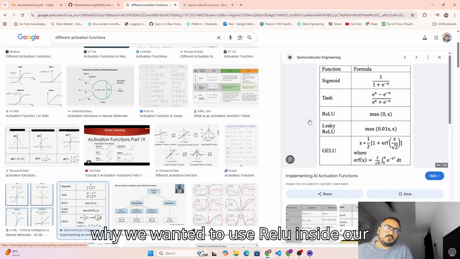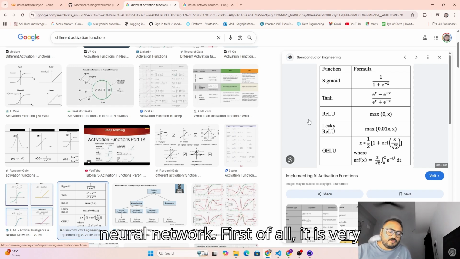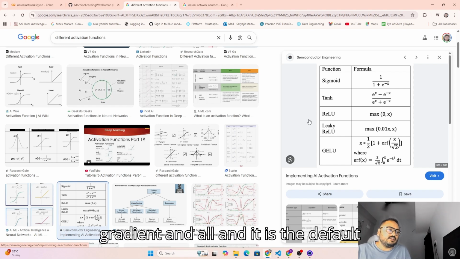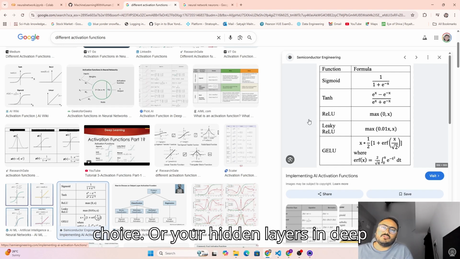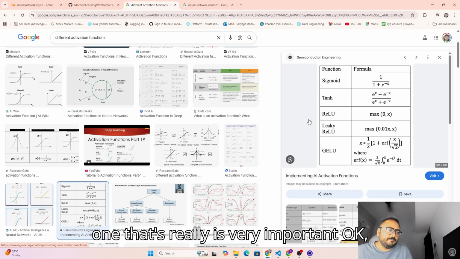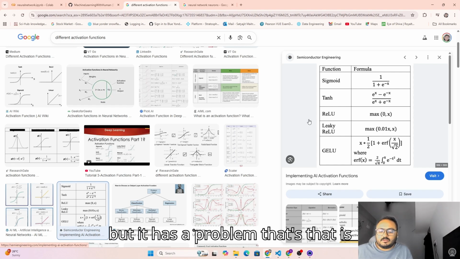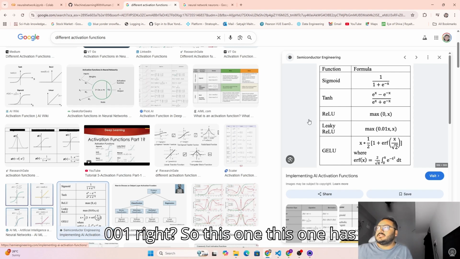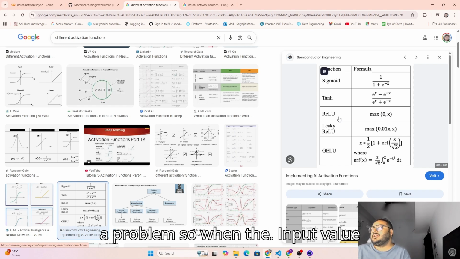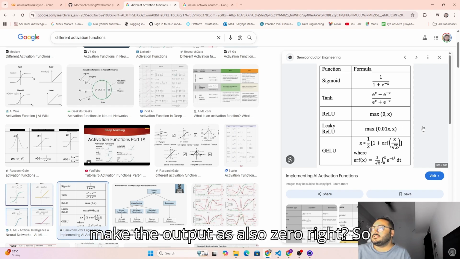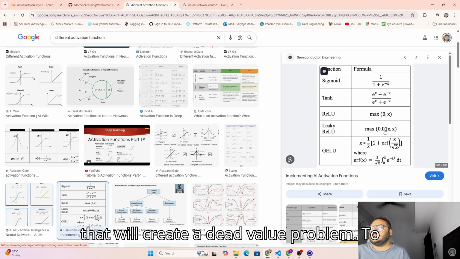So why do we want to use ReLU inside our neural network? First of all, it is very fast and simple to calculate. Then there is no vanishing gradient problem, and it is the default choice for hidden layers in deep neural networks. So just remember this one. That's why ReLU is very important. But it has a problem, the dead ReLU problem. When the input value is negative or 0, it will make the output 0 as well, and that creates the dead ReLU problem.